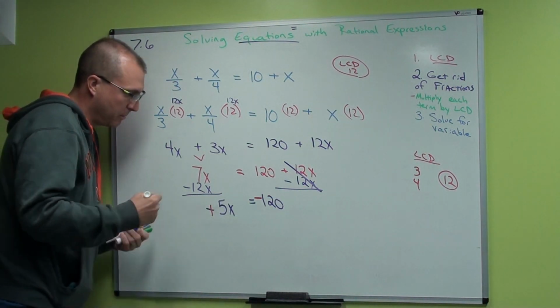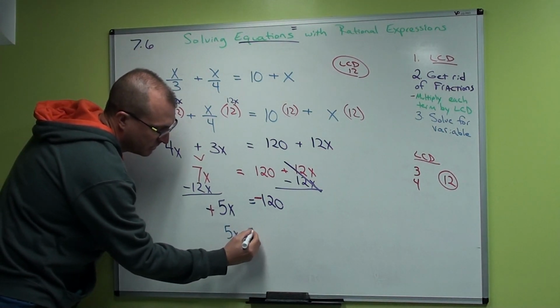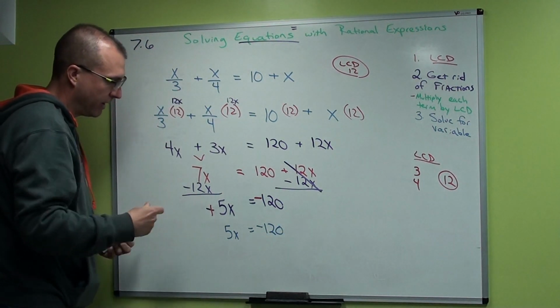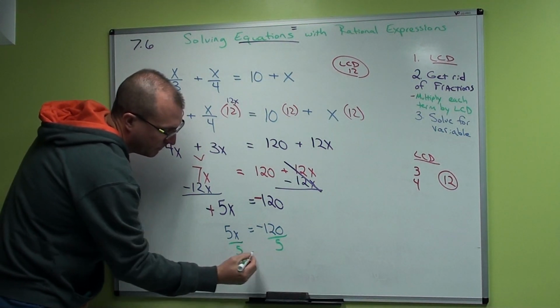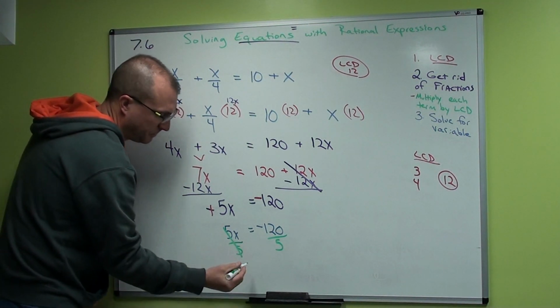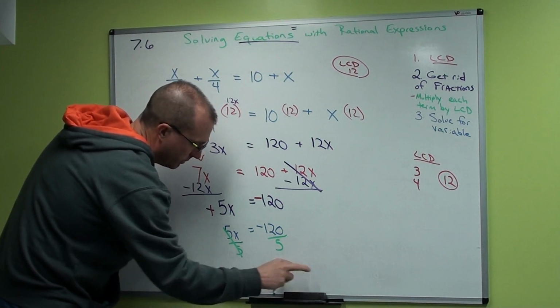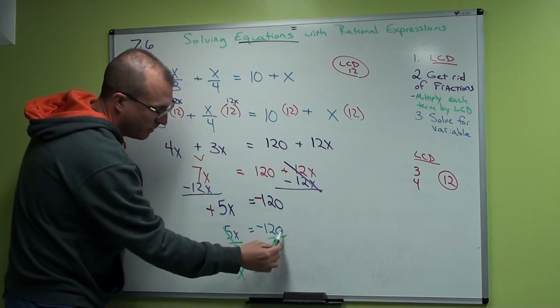So now, my new problem is 5x is equal to negative 120. And now I divide by 5. Divide by 5. Those 5's cancel. And that's going to give me x. Should write it there. x is equal to, and then I do this.